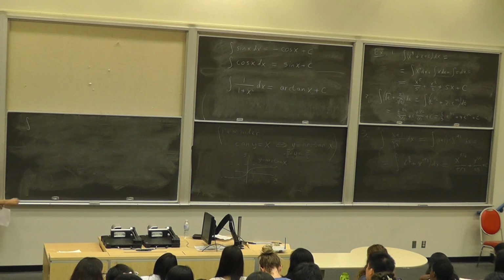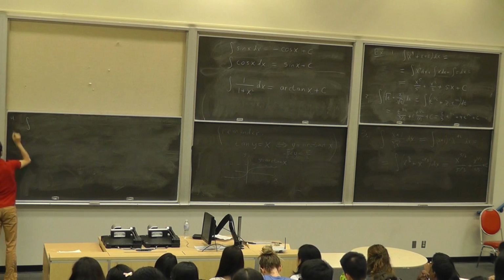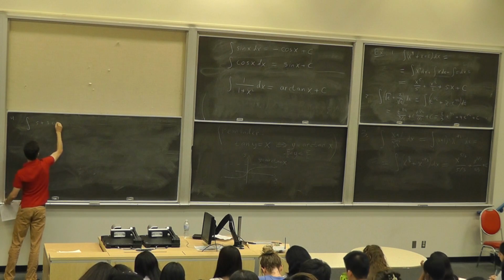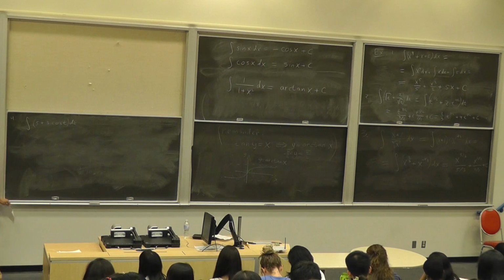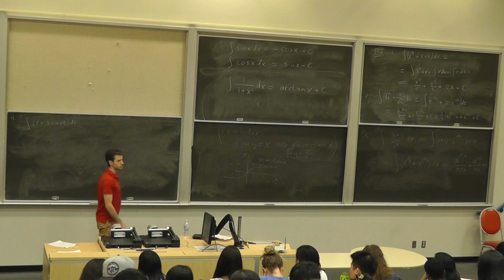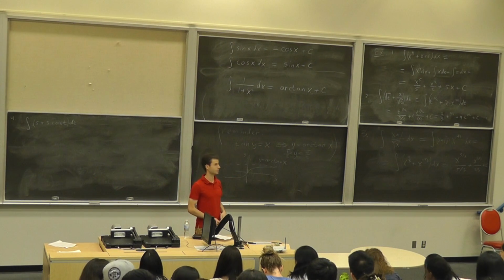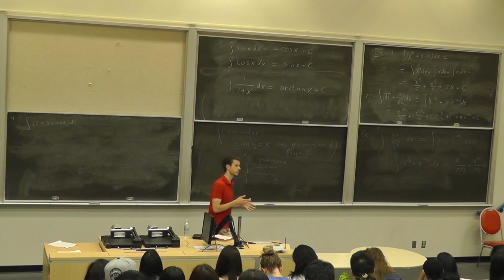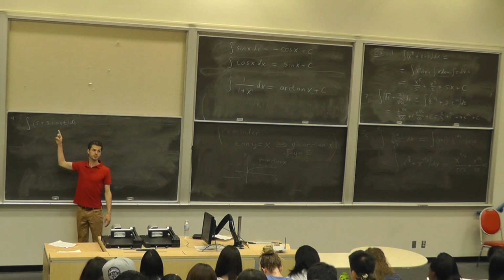Let's compute that integral. So the integral of 5 plus 3 times cosine of t. This one is pretty simple. It is more or less like the first example. It's a sum of functions which we can integrate quite easily.